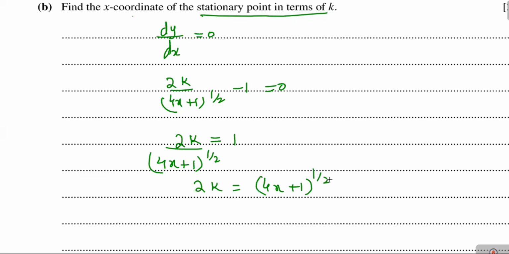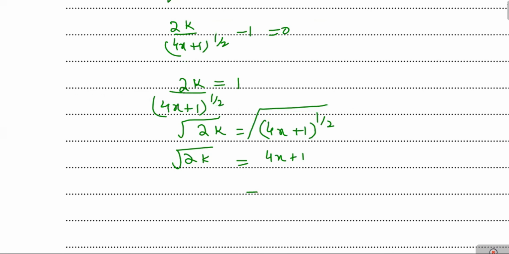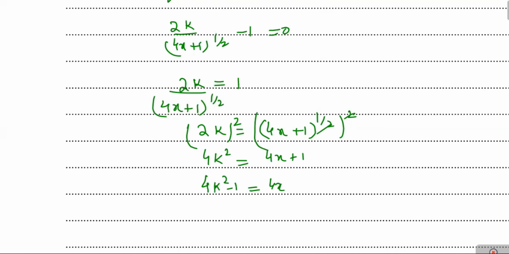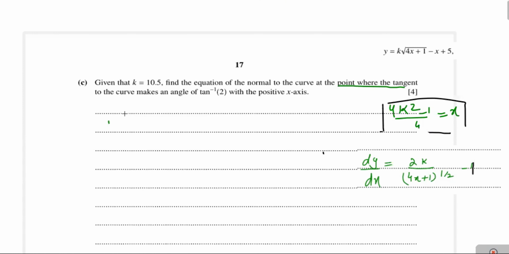Now 2k will be equal to (4x + 1) power 1 over 2. We take square on both sides, 2k and the square here. Now we get 4x + 1 equal to 4k squared. Therefore, 4x equal to 4k squared minus 1, and x equal to (4k squared minus 1) over 4, and this is the answer.